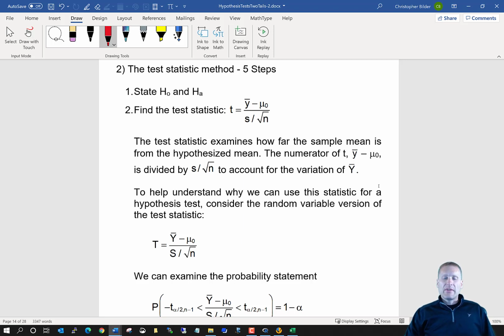Okay, so next let's talk about the test statistic method to do a hypothesis test. And this takes us to page 14 of the notes.